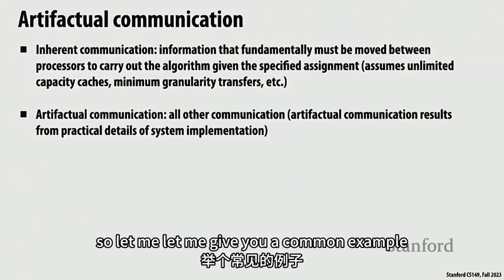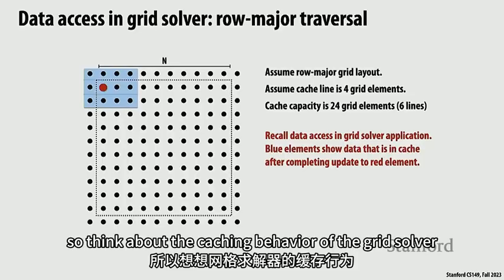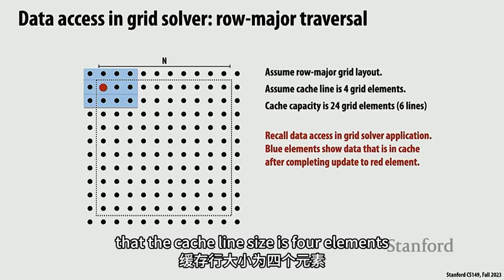So let me give you a common example, which is caches. Why we teach caches in this class. So think about the caching behavior of the grid solver. Okay, and so imagine that I have a cache where the cache line size is 4 elements.